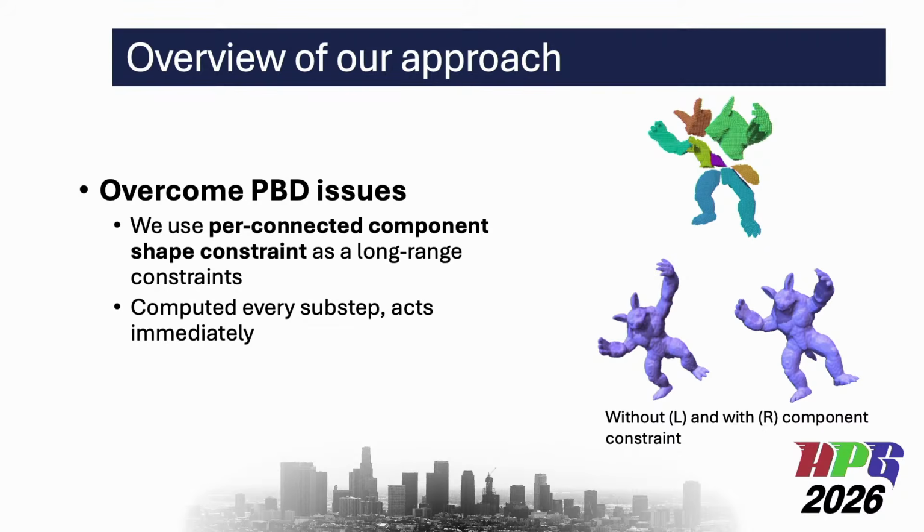Our approach is to keep track of evolving connected components as the model fractures and add a shape constraint over each connected component. We compute a union find structure over the model graph and update connected components every frame. And by changing the weight on this constraint, we can control apparent stiffness.